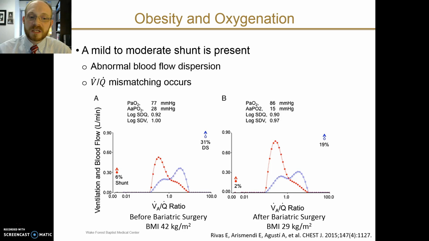In this example of a single patient, the red circles represent pulmonary blood flow, and the open circles represent ventilation. You can see that before surgery, there's a 6% shunt present, and this significantly reduces after bariatric surgery has occurred and significant weight loss along with it.